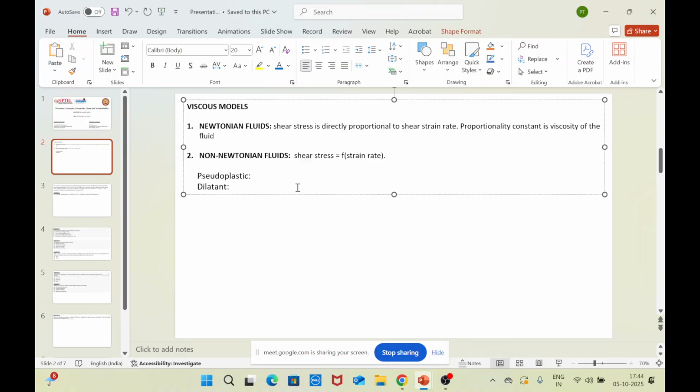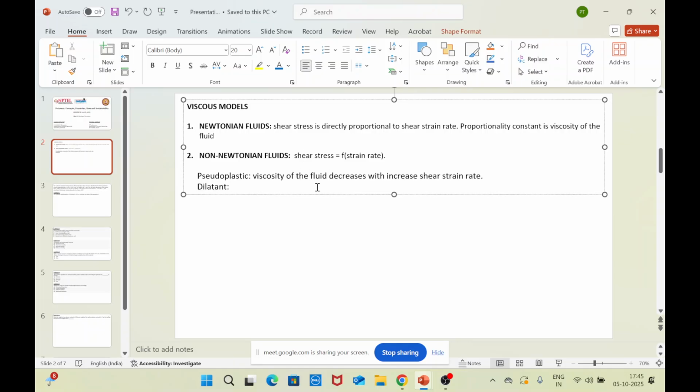So in case of pseudoplastic, what happens is the viscosity of the fluid decreases with the increase in shear strain rate. So as you keep increasing your shear strain rate, the viscosity of the fluid is going to decrease.